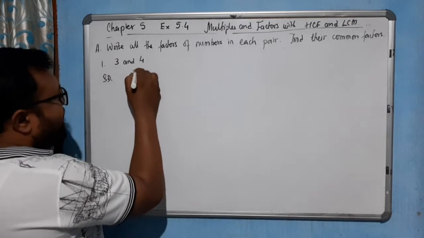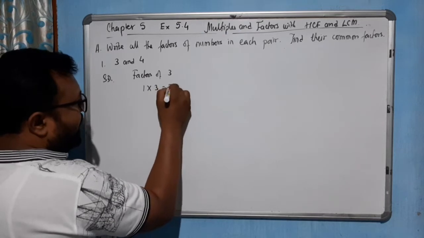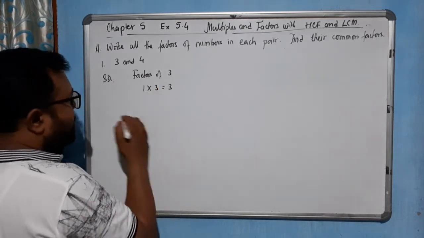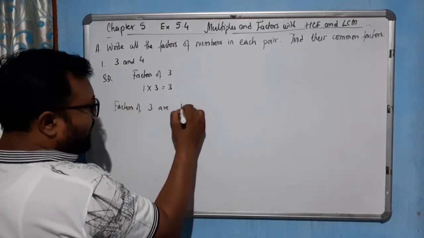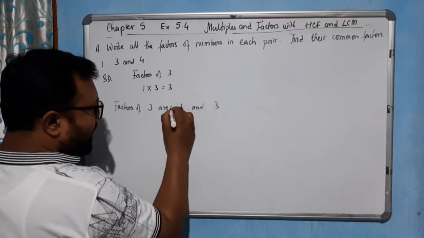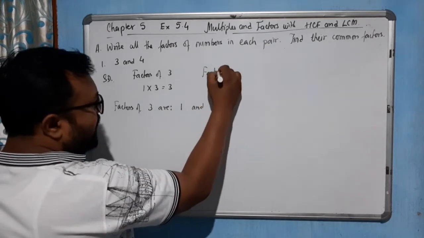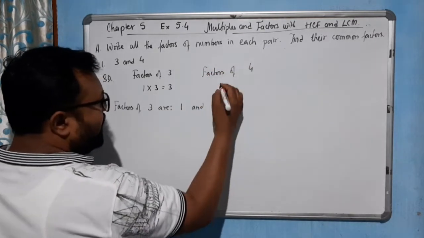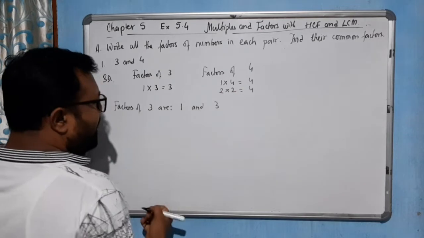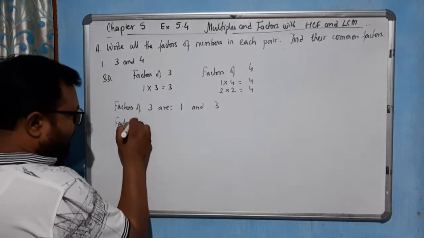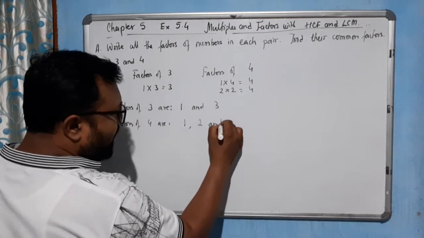See, factors of 3: 1 into 3 equal to 3, and there is no other factor. So factors of 3 are 1 and 3, and we put one barrier here. Okay, here also, factors of 4: 1 into 4 equal to 4 and 2 into 2 equal to 4. So in this case, factors of 4 are 1, 2 and 4.